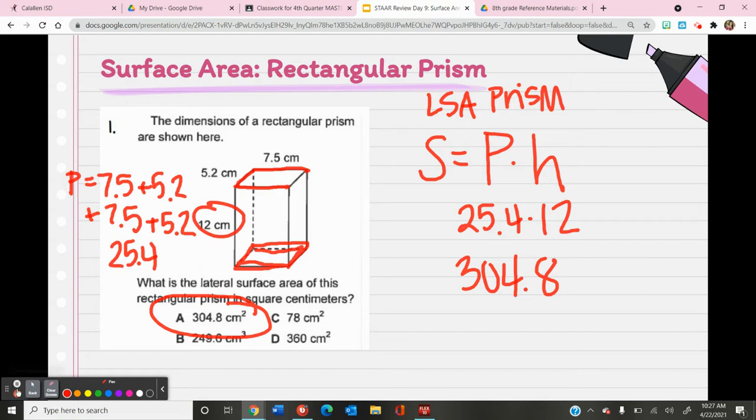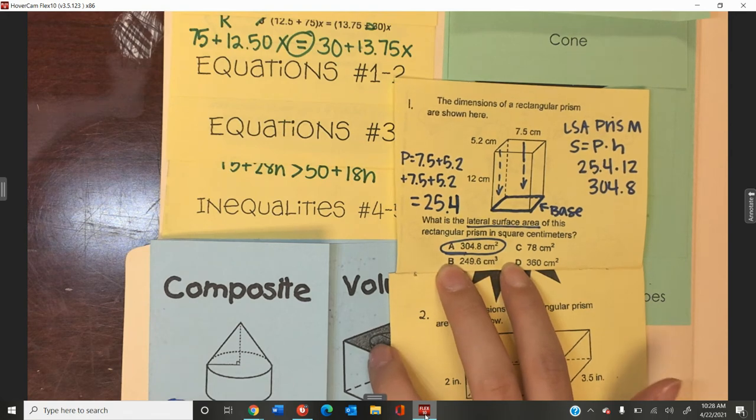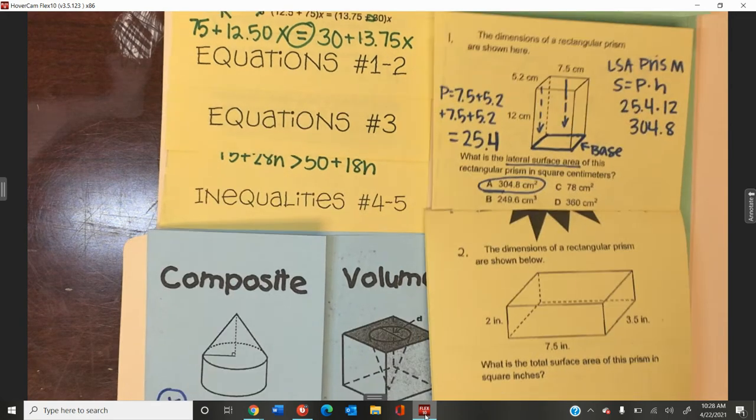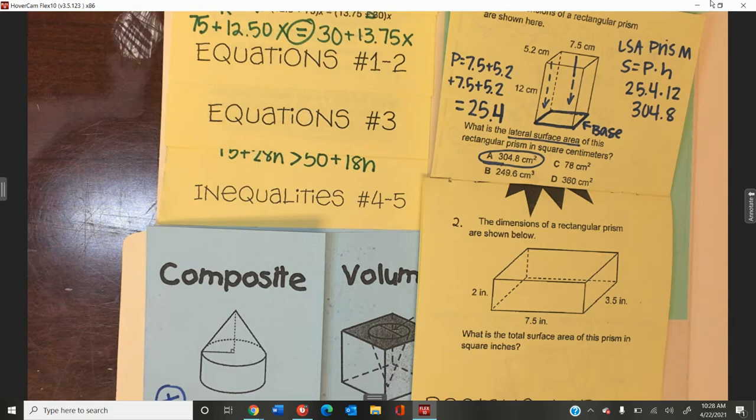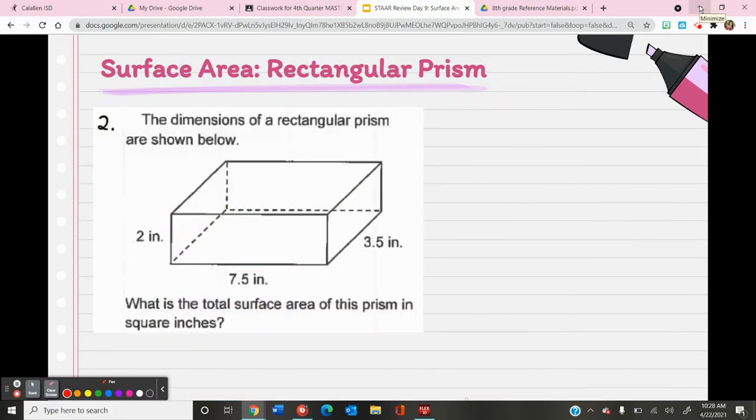So now let's go ahead and look at our foldable. This is everything you should have written down. So now we're going to go ahead and look at number 2. So the difference here is now we're looking for the total surface area. So number 2 says the dimensions of a rectangular prism are shown below. What is the total surface area of this prism in square inches?